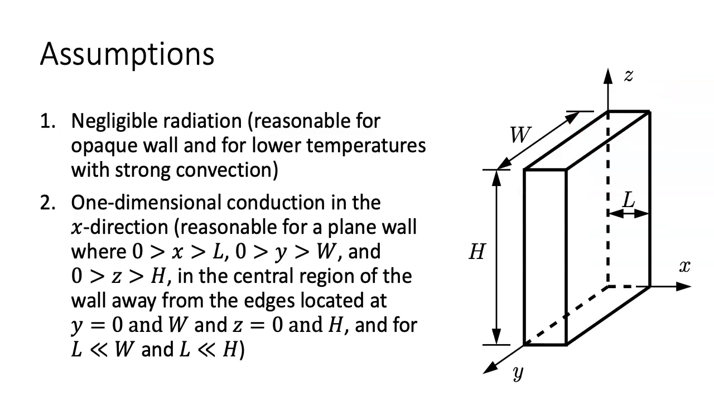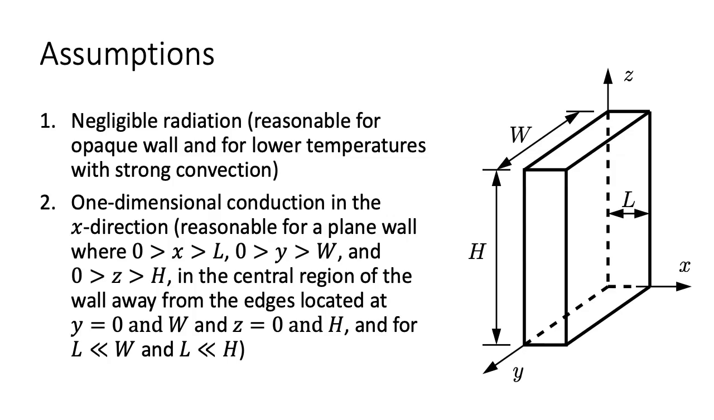Our first assumption for this problem is negligible radiation. This is a reasonable assumption for an opaque wall and for lower temperatures combined with strong convection. Our second assumption for this problem is one-dimensional conduction in the x direction.